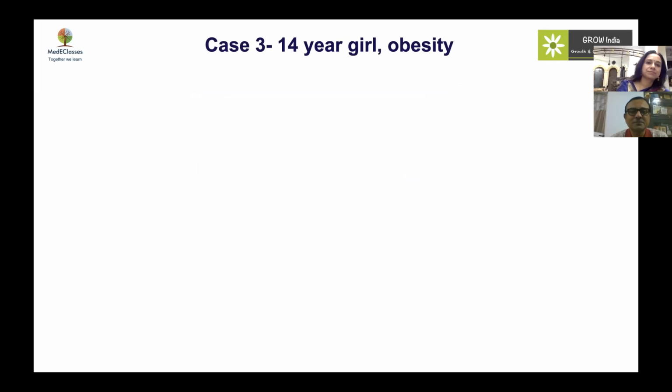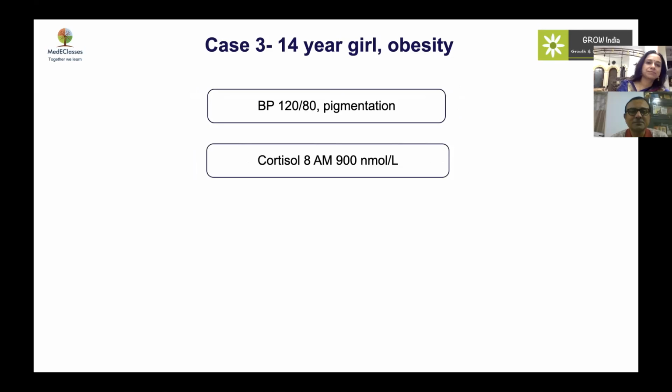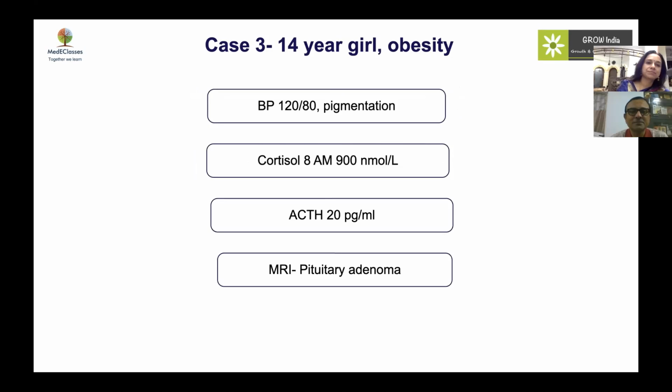Now, we have a third case, a 14-year-old girl with obesity. Blood pressure was normal. There was some pigmentation which was there. Somebody thought this could be Cushing syndrome, and they found that the cortisol levels were high. Now, this is again a common thing. The cortisol was high, and then they went ahead, did ACTH, which was high. They did an MRI, and they found a pituitary adenoma. And you have a diagnosis of Cushing's disease referred for surgical management.